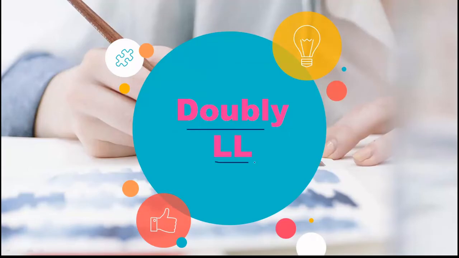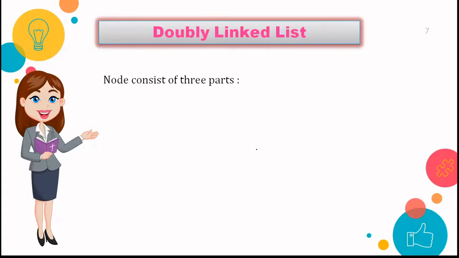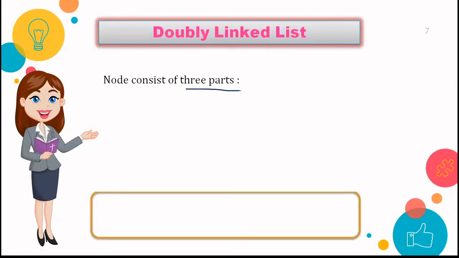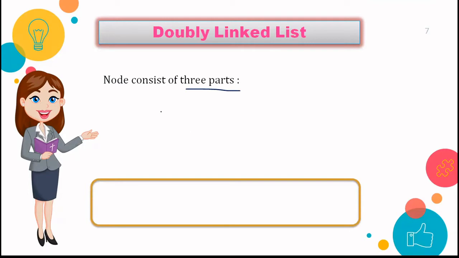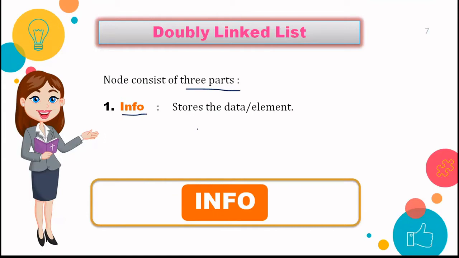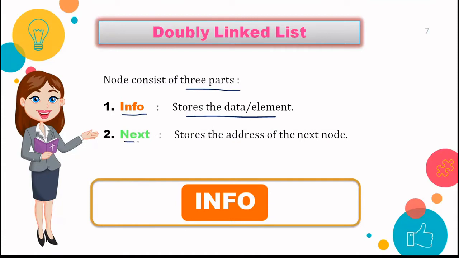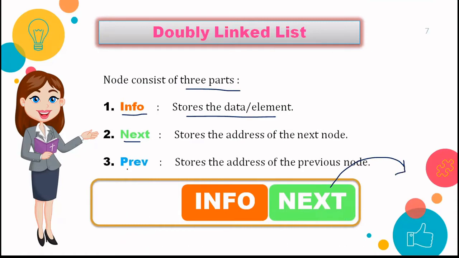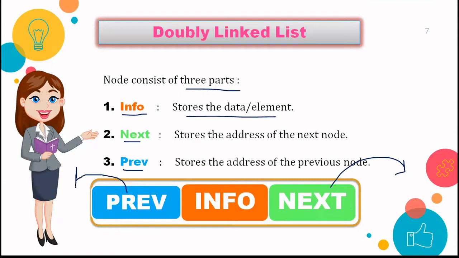Now let's understand doubly linked list. In a doubly linked list, the node has three parts. So this is your node. The first part is information, and the information stores any kind of data, as I have already discussed in the previous slide. Then we have next. This next is going to store the address of the next node, and previous is going to store the address of the previous node.